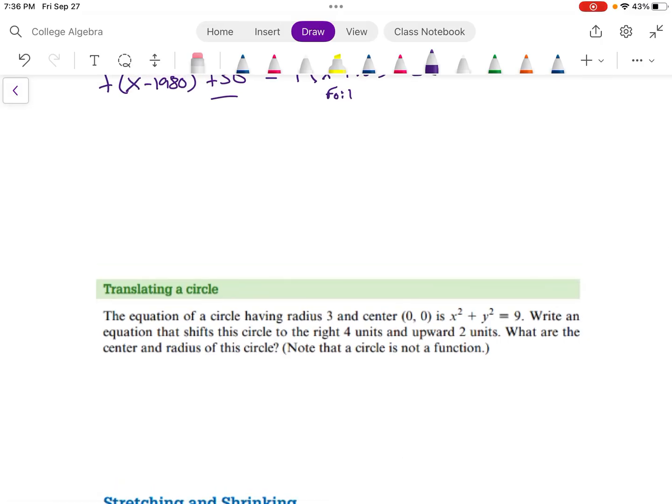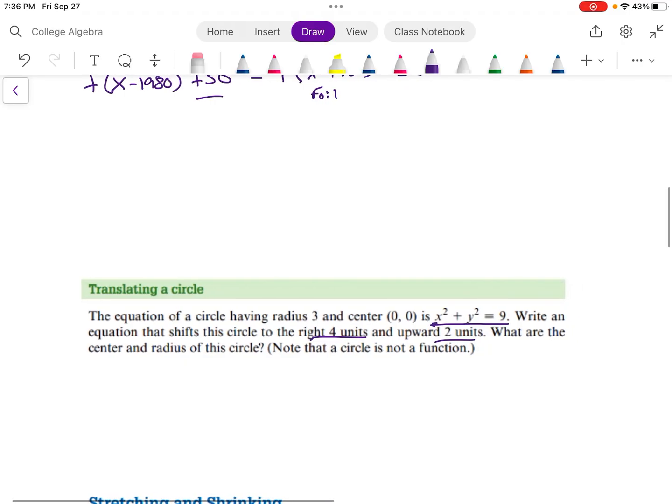Again, any polynomial or function we can do transformations on, and so this one asks us to specifically take the equation of a circle, which they happen to give us, where the center of the circle is at 0, 0, and they want us to write an equation that shifts the circle to the right 4 and then up 2. We always have to remember that when we're going left or right, that's the x values, and up and down is associated with y values.